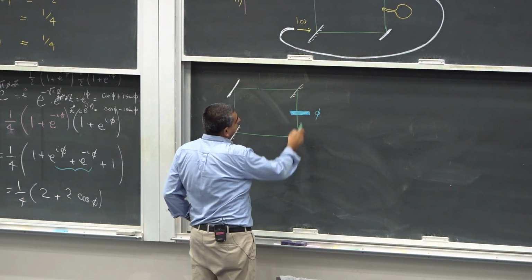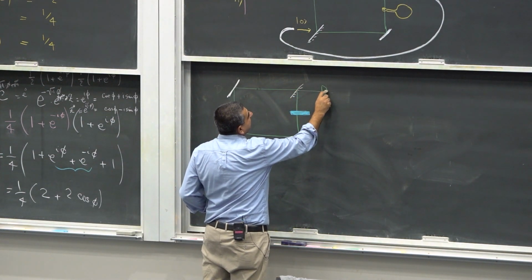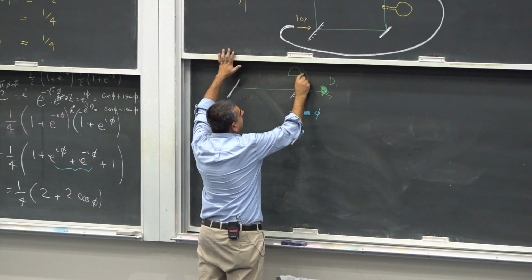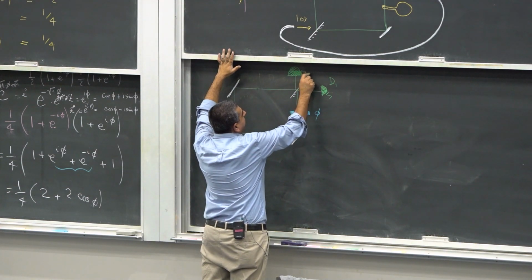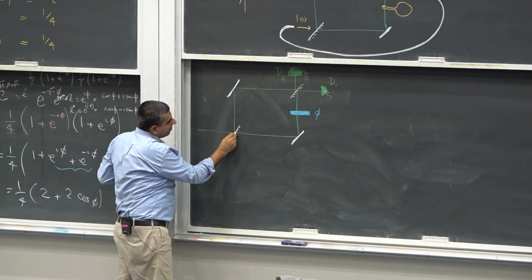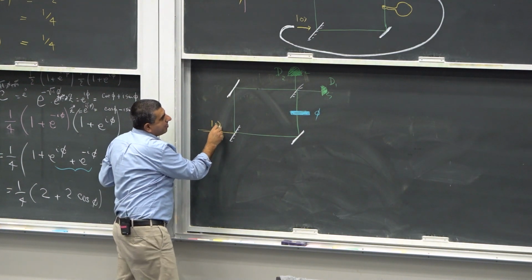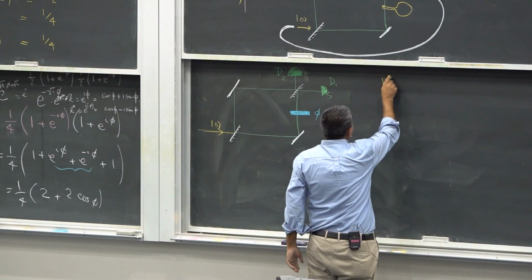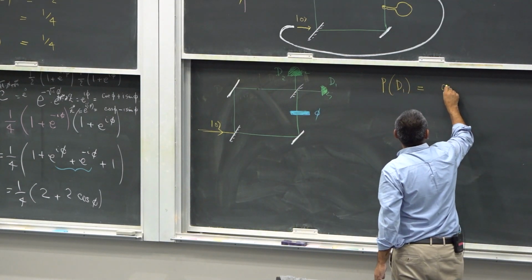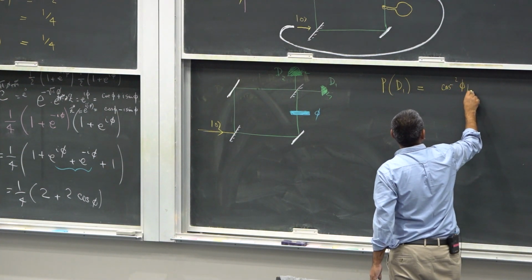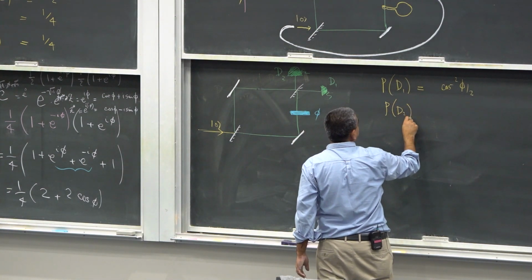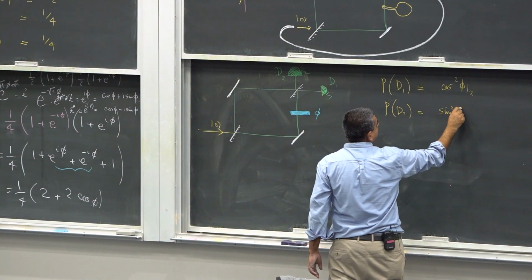And now I have two detectors, and now I can tune the probability of detection on each of these detectors. So this is my D1, here is my D2. Here is the incoming photon. The probability that detector D1 clicks is cosine square phi by 2. The probability that detector D2 clicks is sine square phi by 2.